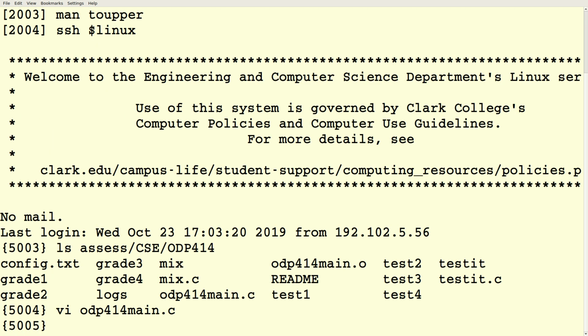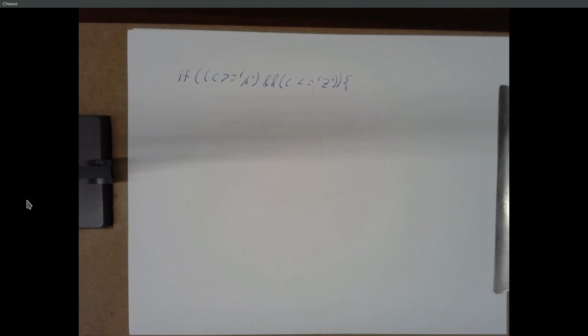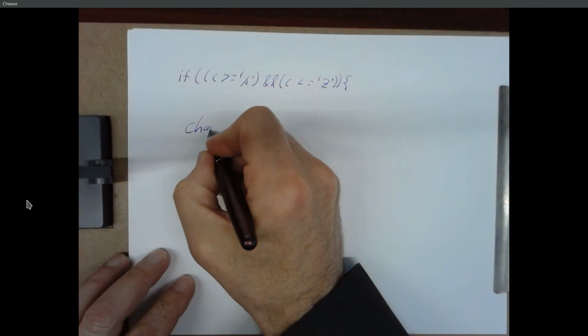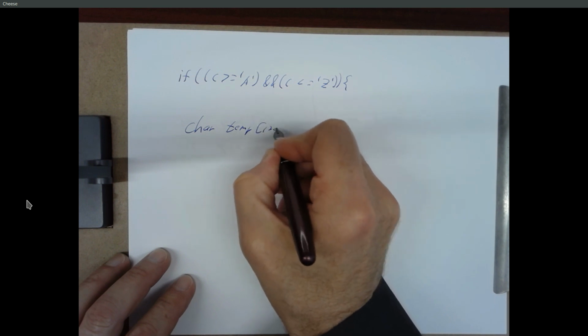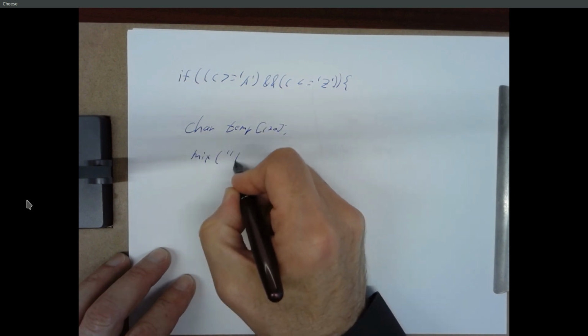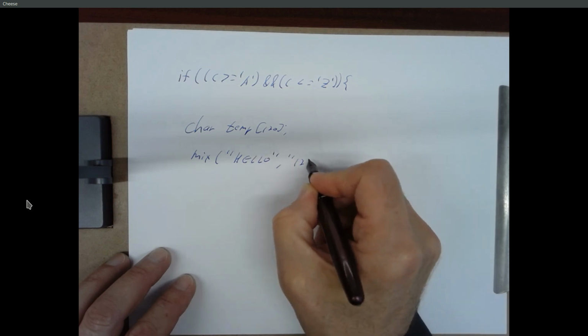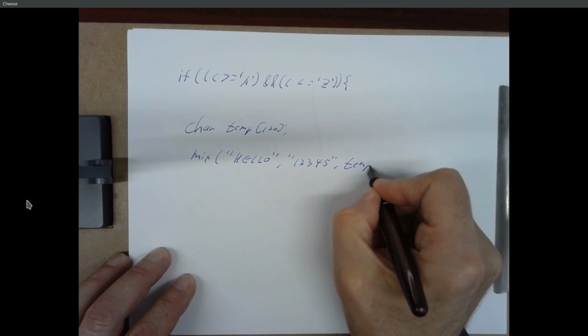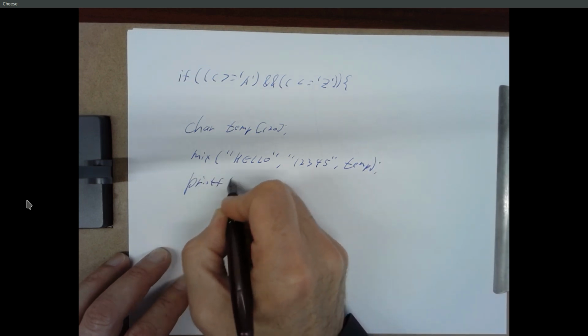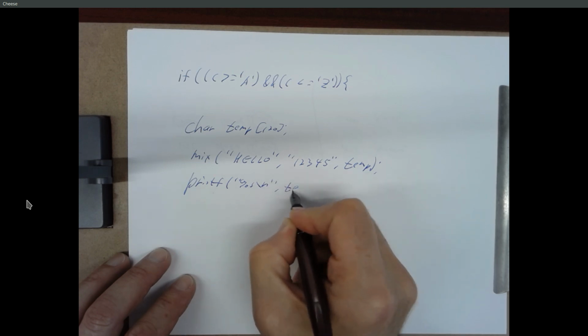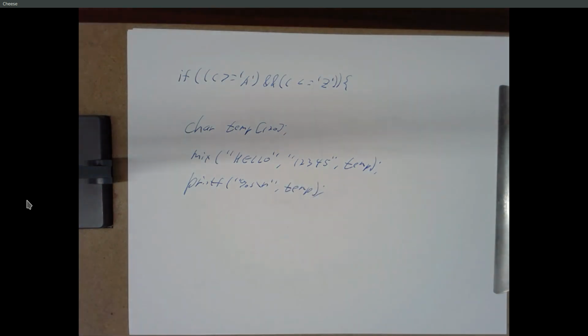And I think I deleted my test code from yesterday. But you can do something like that. It's not terribly convenient, but that would mix those two strings together, store the result in temp, and then just print it out. And then I can change that mix call with different arguments to try different strings.